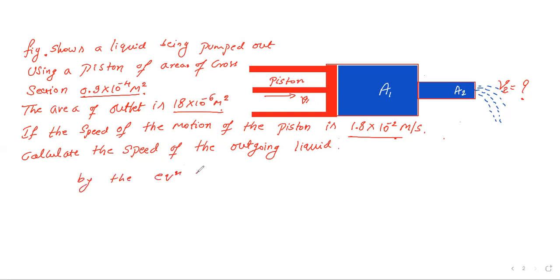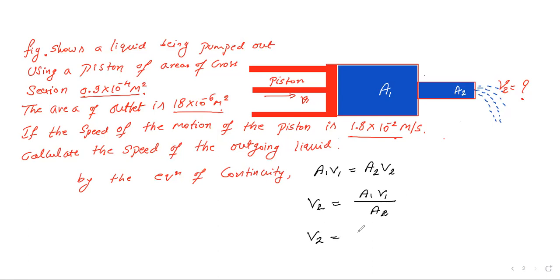By the equation of continuity, A1 V1 is equal to A2 V2. Here I need to find V2, so V2 will be A1 V1 divided by A2. What is the A1 value? The first area 0.9 × 10^-4 times V1, 1.8 × 10^-2 m/s. This is the initial speed, V1.